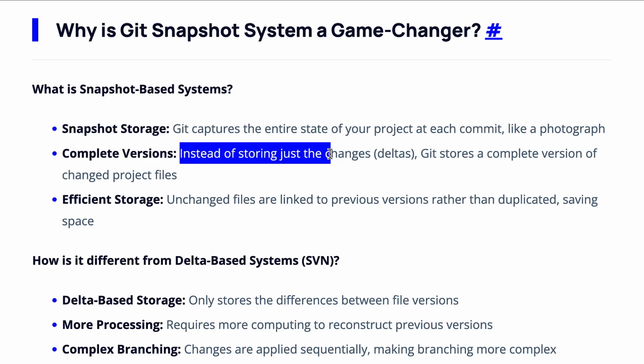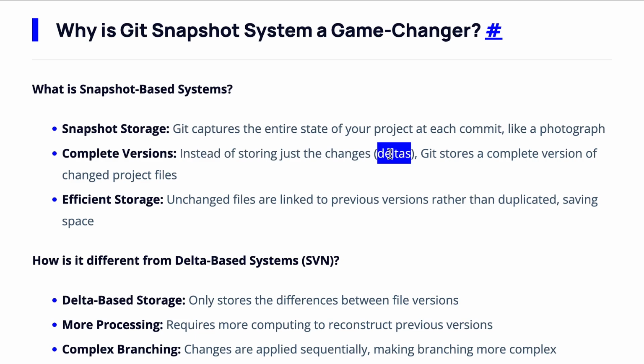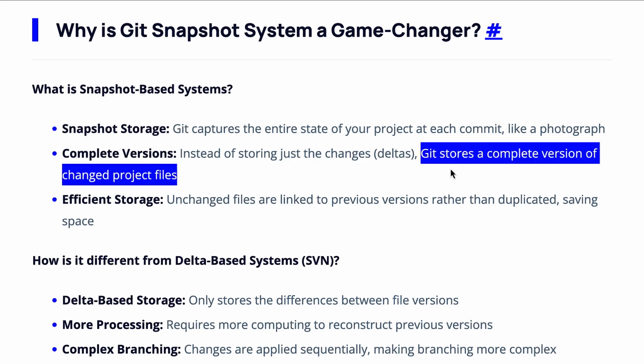Instead of storing just the changes, instead of storing just the deltas, Git stores a complete version of changed project files. Even if you are making a few lines of changes, Git would store the complete version of the changed project files. One important thing to remember is that Git will not be storing the file as is. It will actually compress the file and store it. It uses its own internal representation. But the key thing is that it stores a complete version of changed project files.